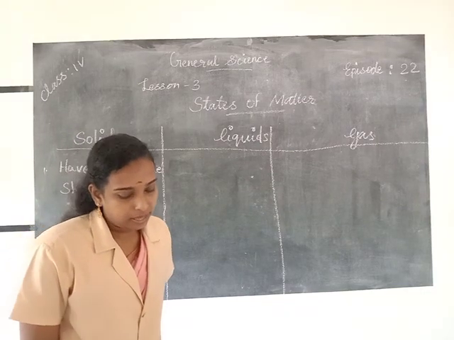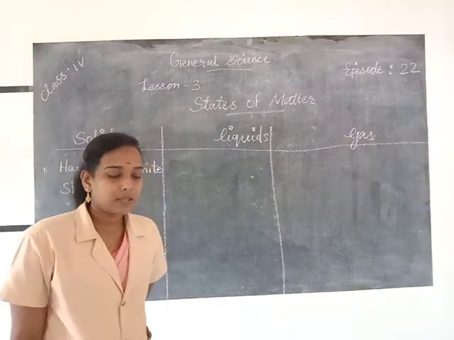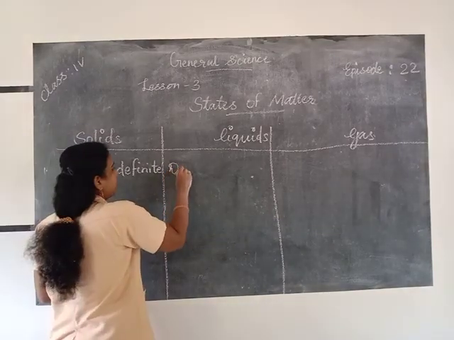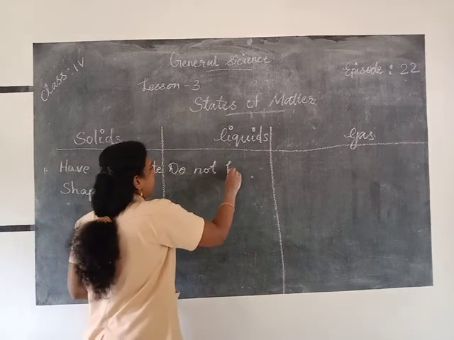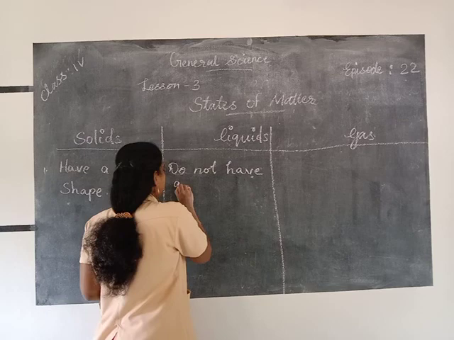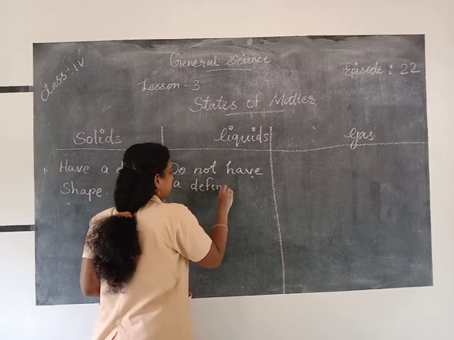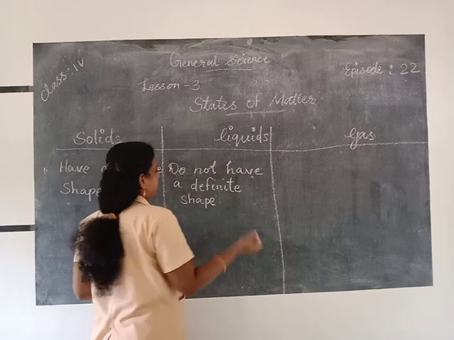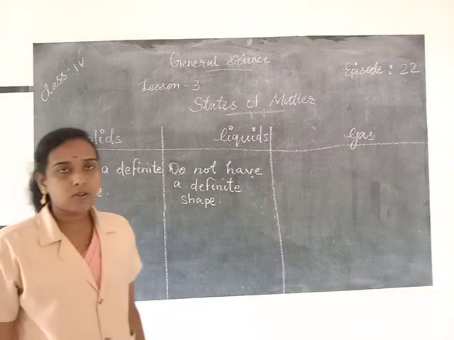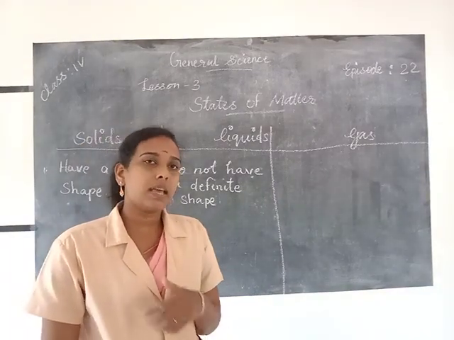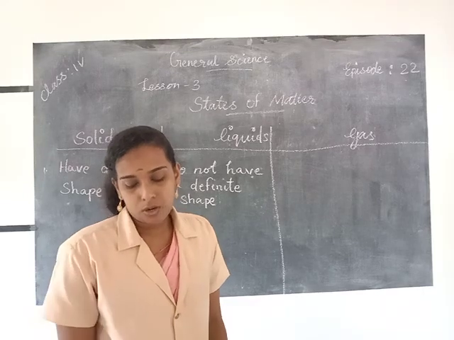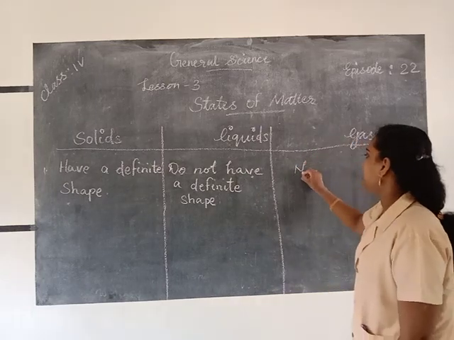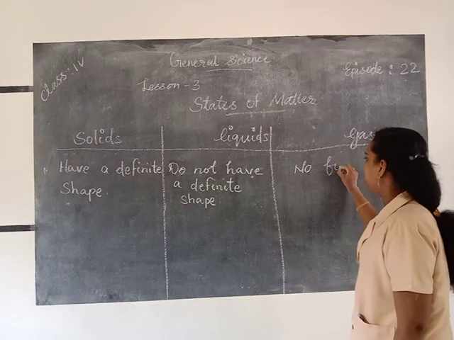But in liquids, the molecules are loosely packed, so they do not have a definite shape. And in gaseous state, the molecules are very far apart from each other. So because they are very loosely packed, they have no fixed shape.